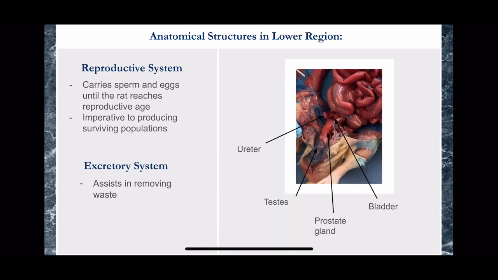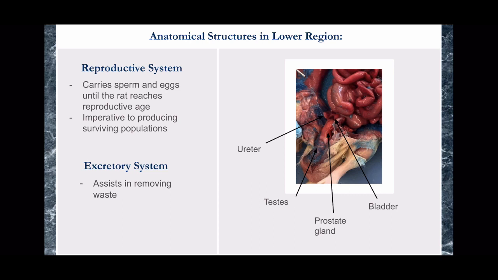Finally, we observed the reproductive system and the excretory system. So for the reproductive system, our rat was a male, and so we observed testes as well as the prostate gland. The testes are responsible for carrying the sperm until the rat is able to reach reproductive age and reproduce, and the prostate gland helps produce hormones. These hormones help regulate its development into an adult rat.